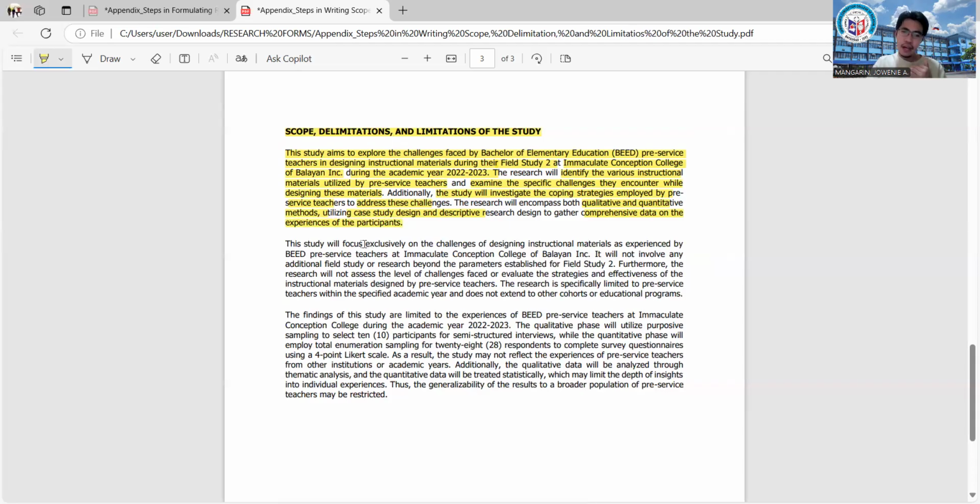Ang paper daw ay exclusively nakafocus lamang sa challenges in designing instructional materials na nararanasan ng mga BEd pre-service teachers at ICC. It will not involve additional activities in field study and beyond the parameters of FS2. Furthermore, this research will not assess the level of challenges. Hindi daw nito i-assess ang level of challenges, but rather, yung challenges lang nararanasan nila. Iba kasi yung level at yung challenges. Okay, so sa study na to, inalam lang yung challenges pero hindi inalam yung level of challenges.